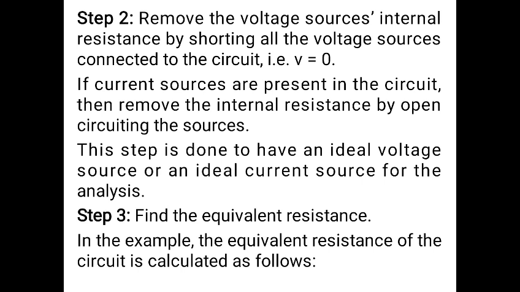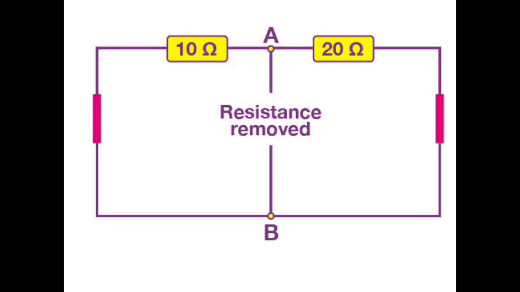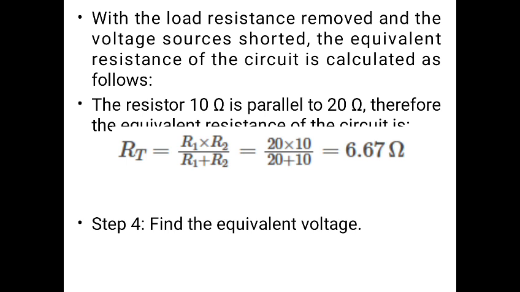In this example, the equivalent resistance of the circuit is calculated as follows. With the load resistance removed and the voltage source short circuited, the resistor 10 ohms is parallel to the 20 ohms. Therefore, the equivalent resistance is obtained as RT is equal to R1 into R2 divided by R1 plus R2. That is 20 into 10 by 20 plus 10, which is 6.67 ohms.